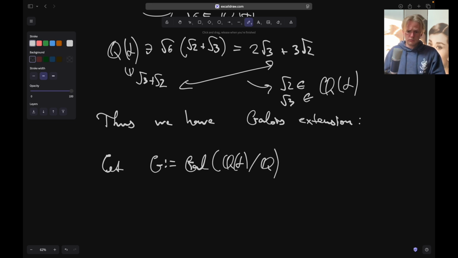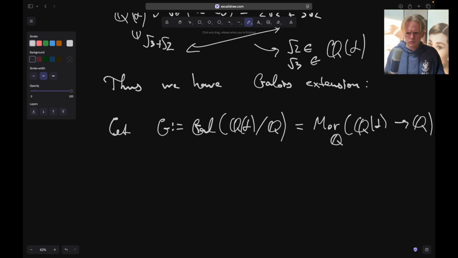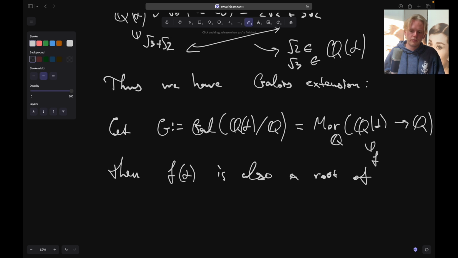Okay, we got it. So actually this is the set of morphisms of fields, of Q(alpha) to Q(alpha) over Q. This means that it fixes each rational number, and what we know from the general theory from your class is that if we have something inside, then if you apply f to alpha, it is also a root of P.